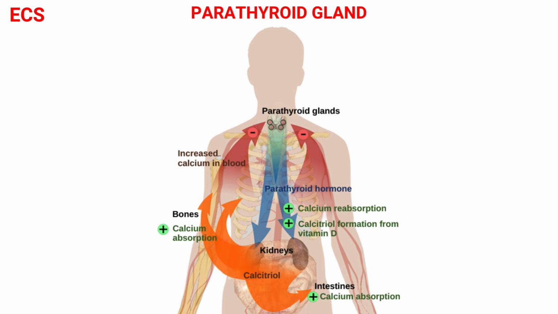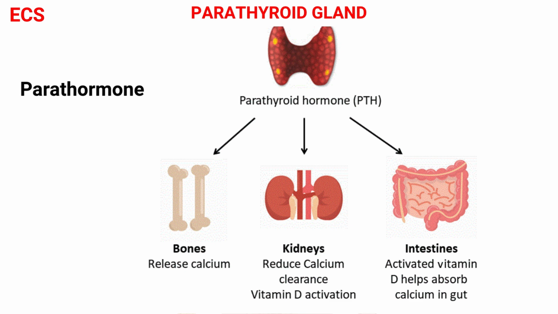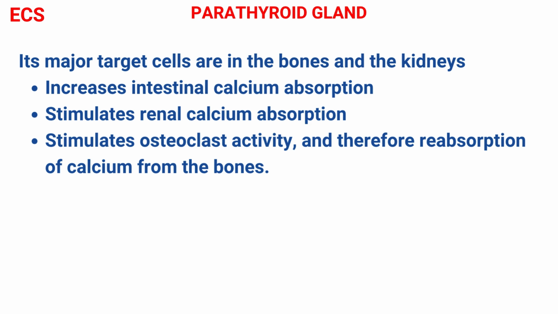Parathyroid hormone is also known as parathormone. It increases blood calcium concentration and decreases blood phosphate ion concentration to affect the bones, intestines, and kidneys. Parathyroid hormone acts with vitamin D to regulate calcium and phosphorus levels in the blood and bone. Parathyroid hormone is the single most important hormone for the control of the calcium balance in the blood. The major target cells are in the bones and the kidneys.